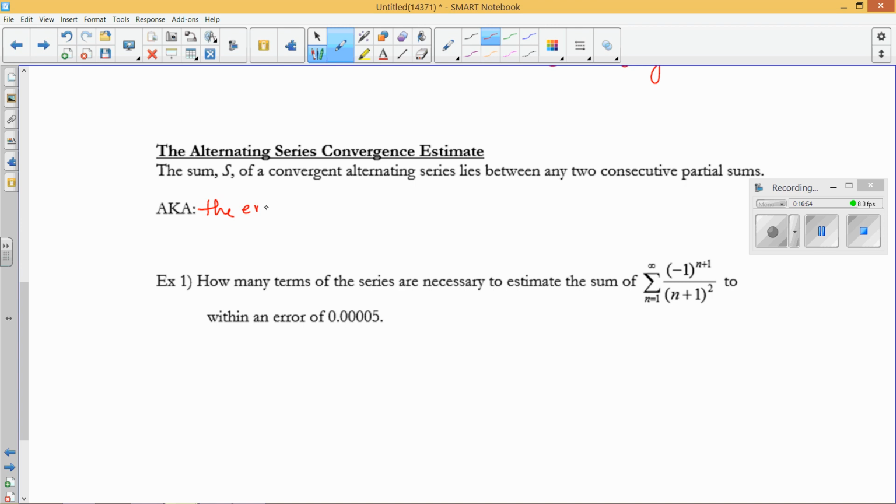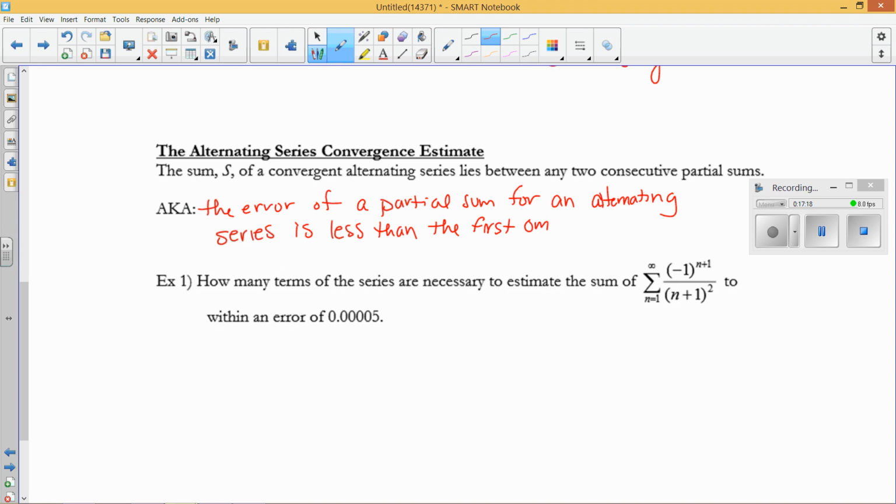The error of a partial sum for an alternating series is less than the first omitted term. So basically, the first term you leave out, that's the most you can be off by.